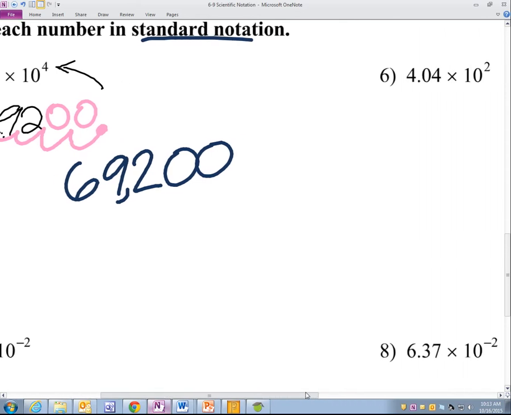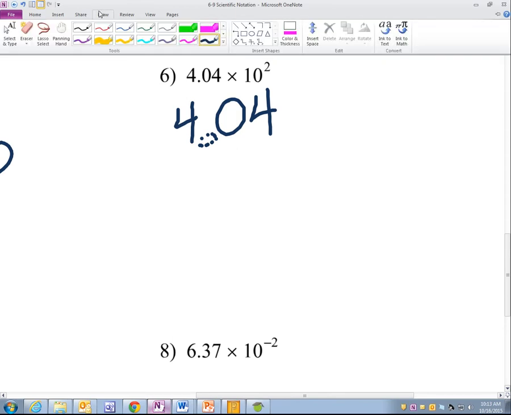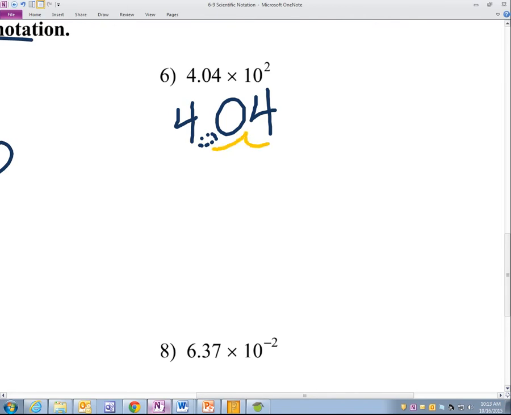All right, number 6. We have 4.04 times 10 to the 2. Here's where my decimal was. It's going to move over how many spots? 2 to the left or the right? Right. Because whenever you're going from scientific notation to standard notation, if this is positive, it's like a number line, it goes to the right. If that were negative, it would be going to the left. Okay? So now my new number is 404.